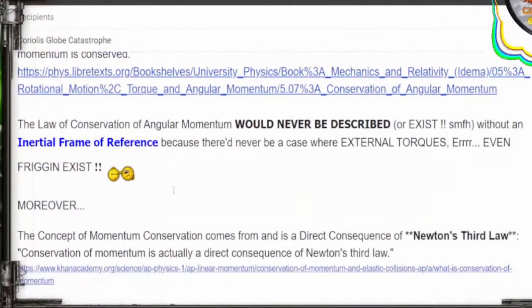The law of conservation of angular momentum would never be described or exist, shaking my head, without an inertial frame of reference, because there'd never be a case where external torques even exist. That's a little bit too high level for you, ain't it? You can't get there. Just go ask one of your nurses to translate that for you. You clowns. Oh, it's going to get worse.